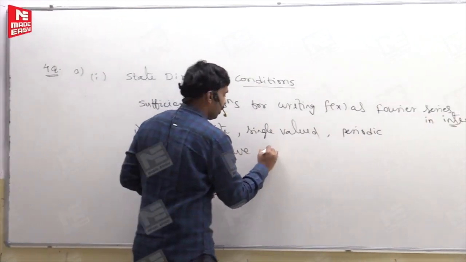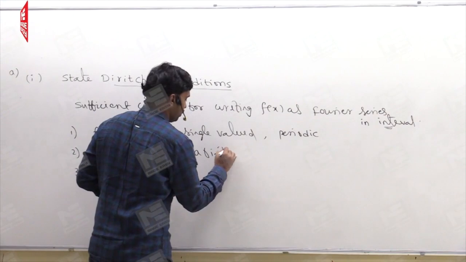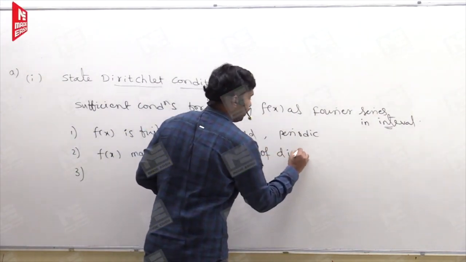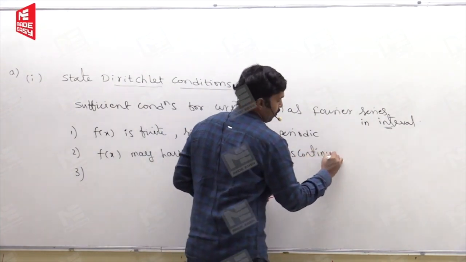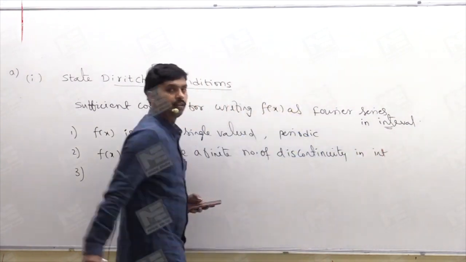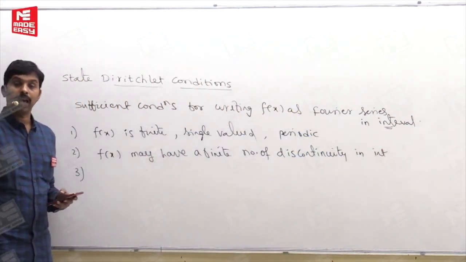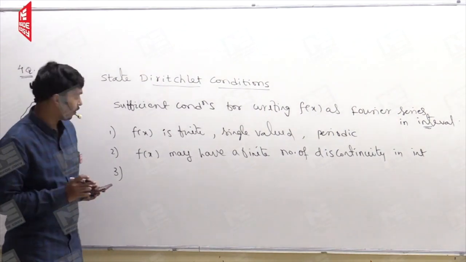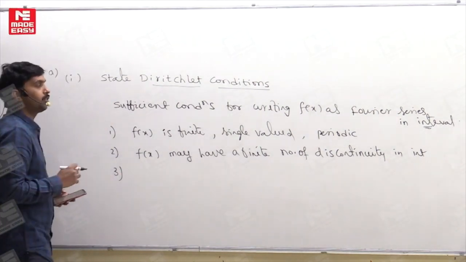The second one is that f of x can have a finite number of discontinuities in the given interval. If f of x has a finite number of discontinuities, we can still have the Fourier series for the given function. So that's the second Dirichlet condition.